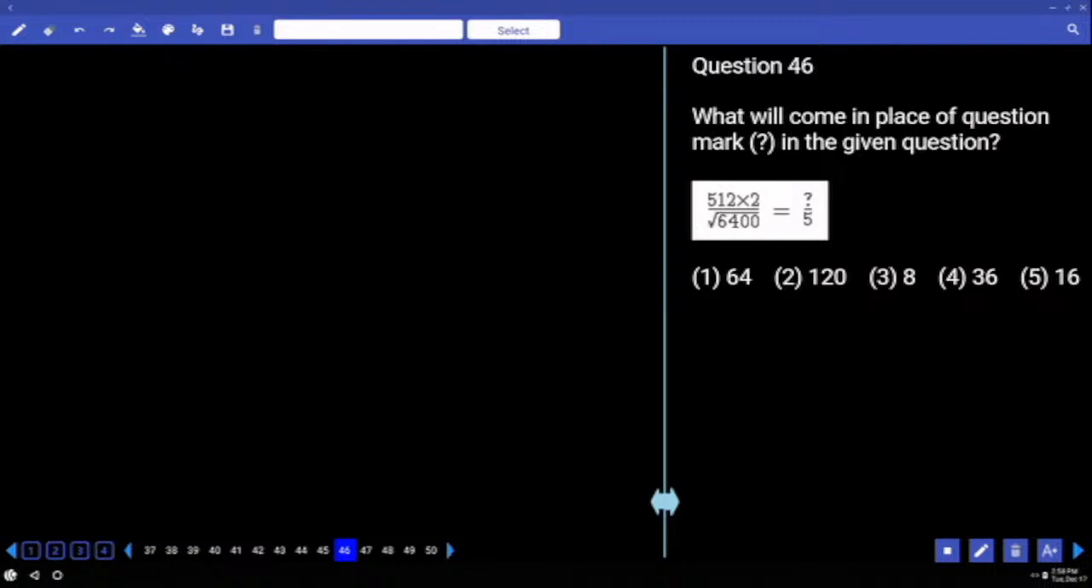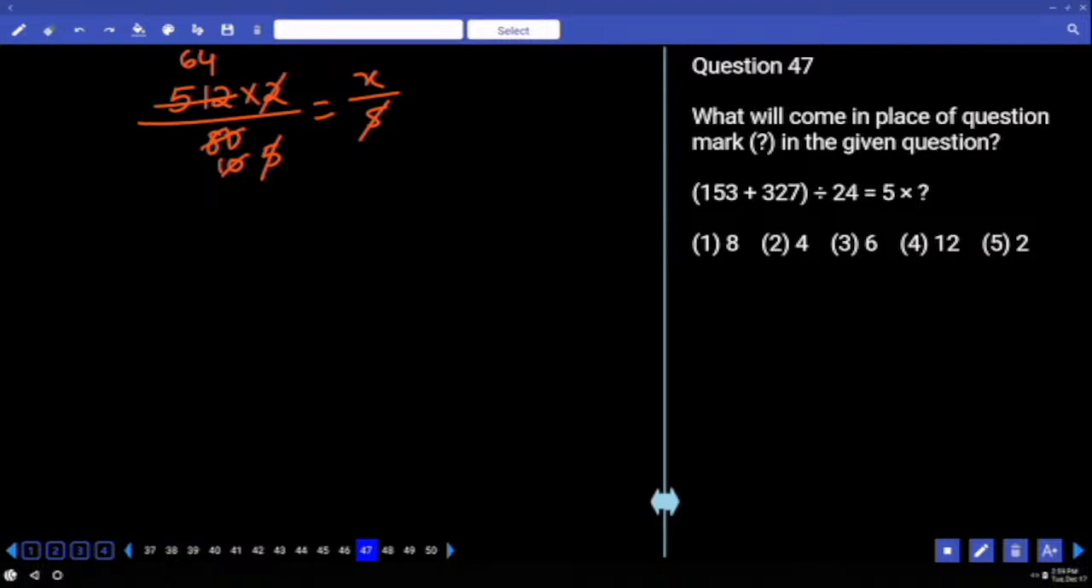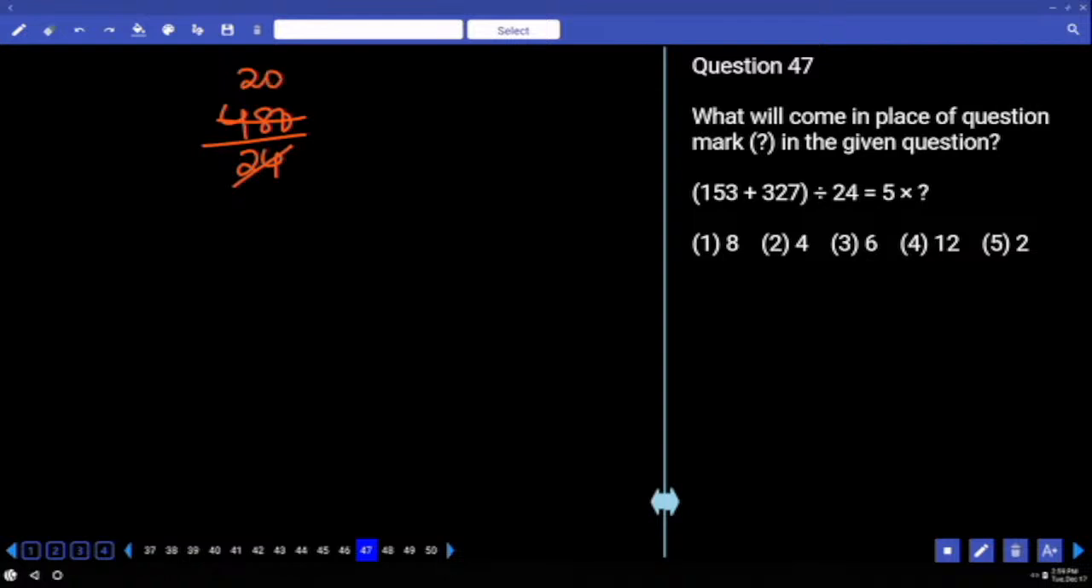సింప్లిఫికేషన్స్. 512 into 2 square root of 6400 అమ్మా, x by 5. 8 64 times 8, 10 times 2, 5, 5 x equal to 64 your answer. ఈ రెండు యాడ్ చేద్దాం. 153 plus 327, 4 divided by 24 how many times 5, మాట్లాడాలి 4 your answer.